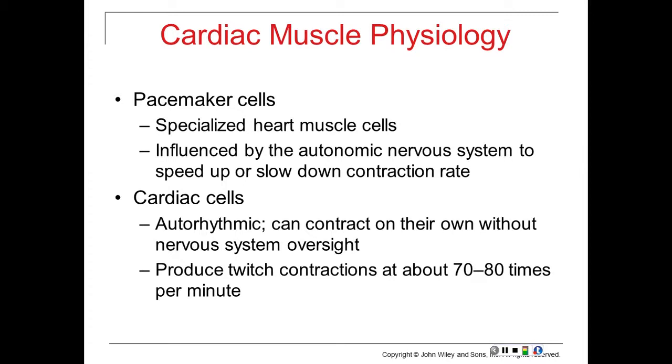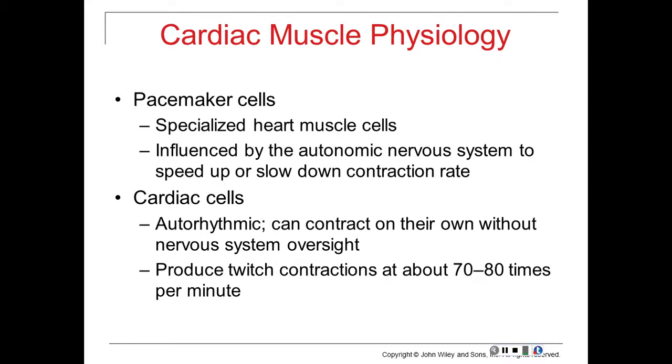Cardiac cells: some of them are special pacemaker cells. They're specialized heart muscles. They are under autonomic nervous system control, and they can either speed up or slow down the contraction rate. And then there's the cardiac cells themselves, which are going to respond to the pacemaker cells.